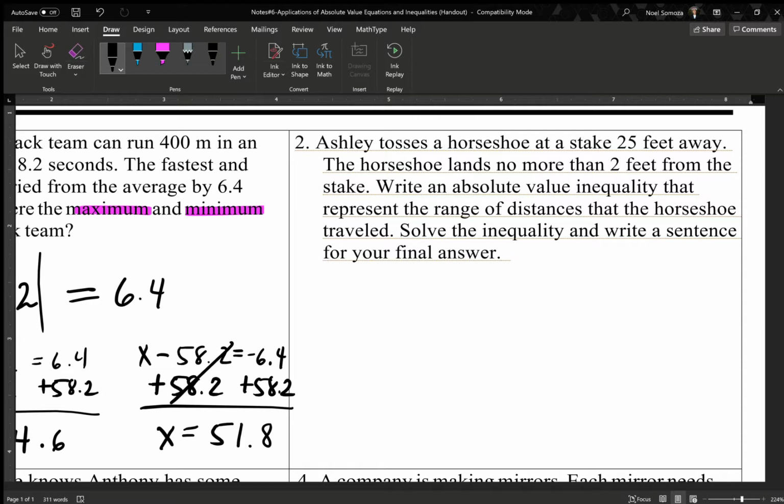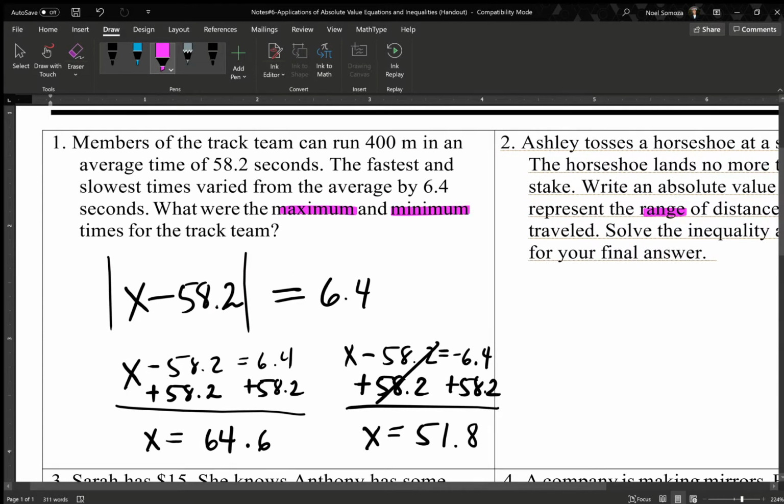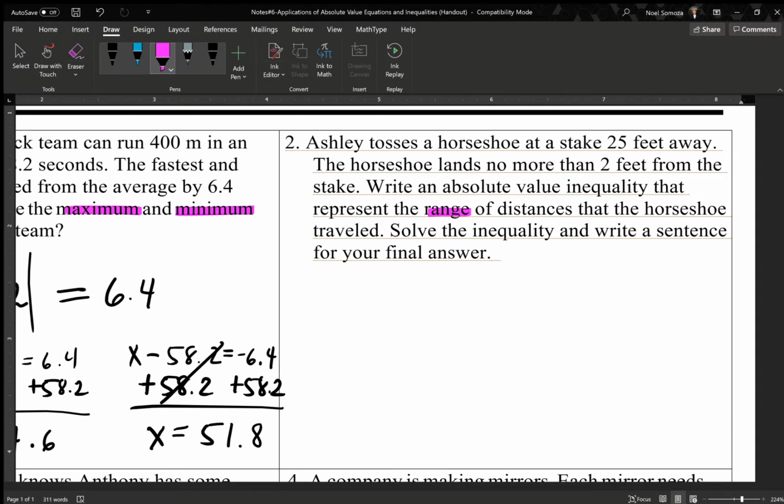Write an absolute value inequality, right? So we're giving you a hint there by telling you what you need to write. Absolute value inequality that represents the range of distances. Range, that's another keyword. Notice how the first problem didn't tell me I want the range of the minimum and maximum times. There was no range there. I just wanted the slowest and the fastest, the maximum and the minimum. In number 2, when it says I want a range, now you're thinking it has to be an inequality.